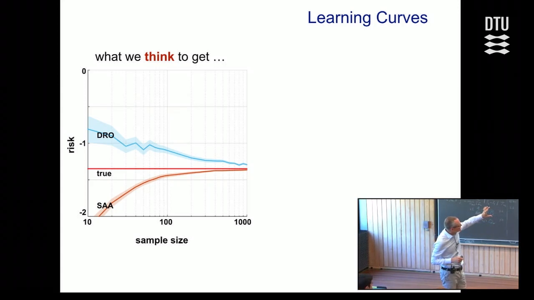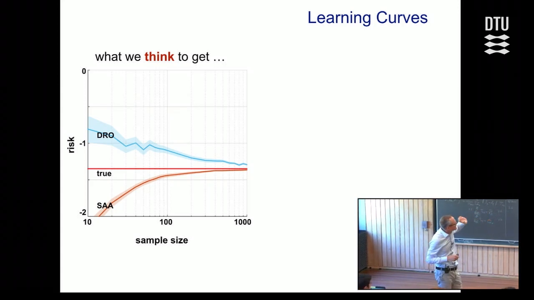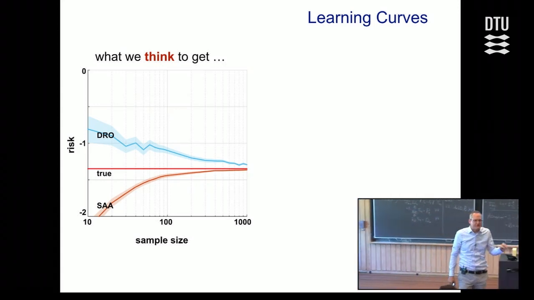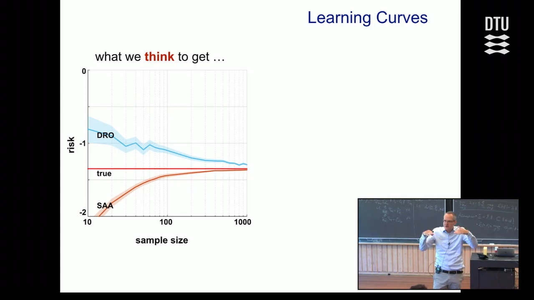I solved the portfolio problem with the sample average approximation and with the distributionally robust approach for increasing sample sizes from 10 to 1,000. For each sample size, I solved it several times to get basically some confidence intervals for where the results live.